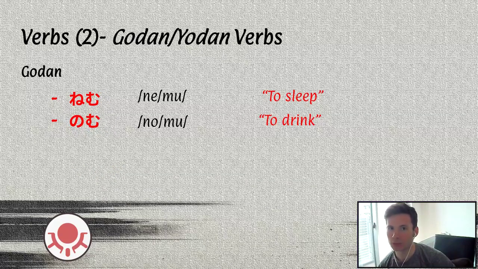Yodan verbs are the more complicated type of verbs. They're less restricted in the final character, simply ending in the u vowel in their dictionary form. They have more complicated conjugation, which we're not talking about here, but here are some examples that I've given below. We have nemu, which is to sleep, and nomu, which is to drink. So even though the first character is the same, you'll notice they still end in the common u form. And in fact, all verbs in Japanese end in u in their dictionary form.